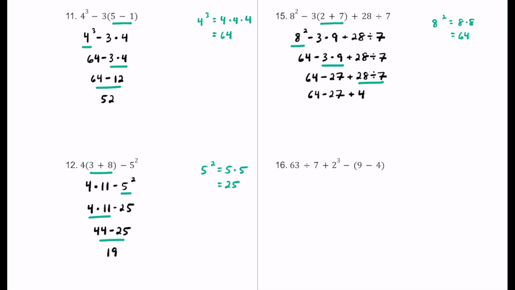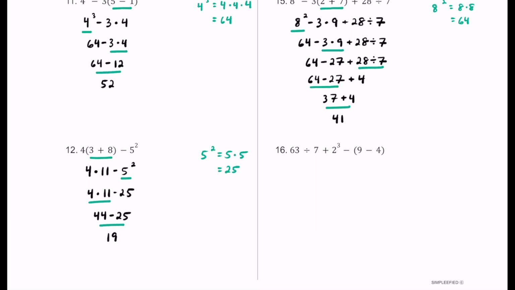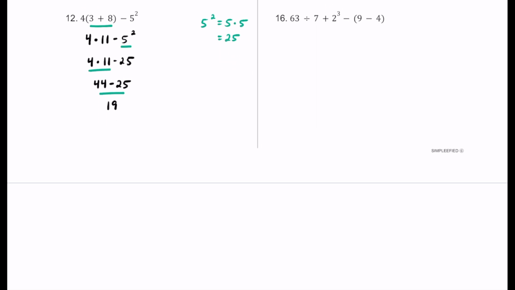Between these two operations, subtraction and addition are equals, so let's just go from left to right. 64 minus 27 is going to equal 37. So we have 37 plus 4, and there's only one thing left to do, which is add these, and that's going to be 41. Finally, for number 16, let's start with the grouping symbol here of 9 minus 4.